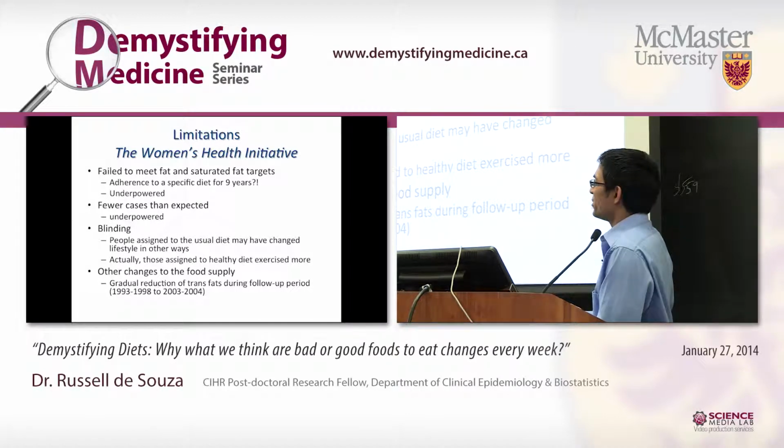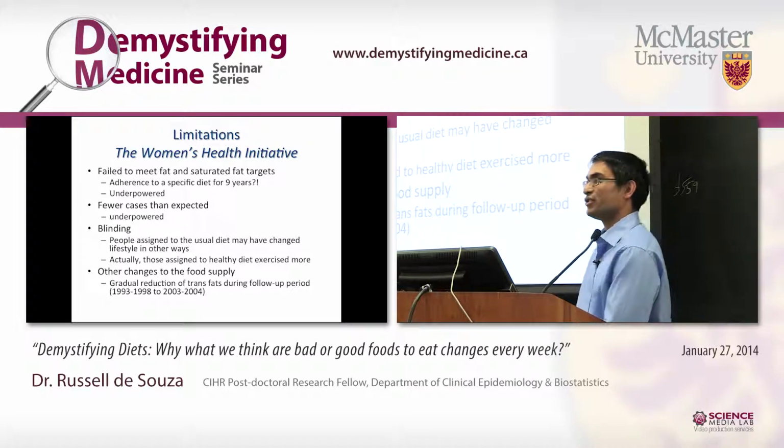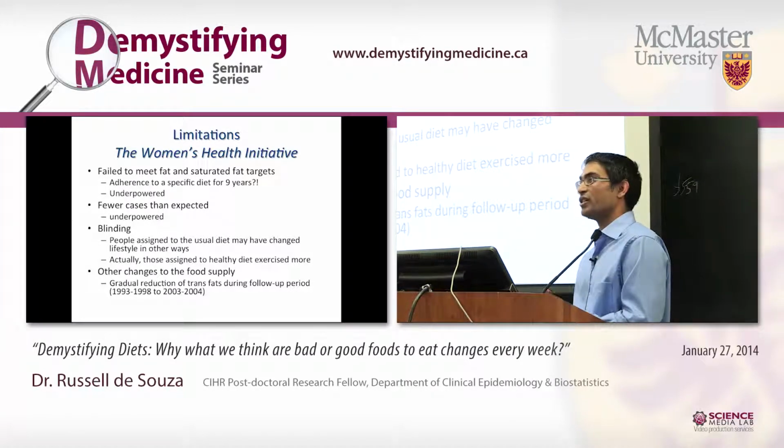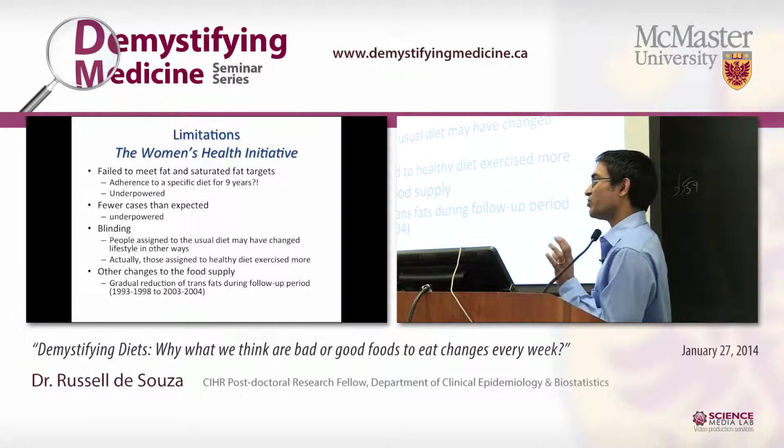Secondly, as Sonia mentioned earlier, we had the issue of blinding. So people assigned to the usual diet may have altered their lifestyle in other ways. They thought, okay, they weren't given the low-fat diet, so maybe we'll do something else to improve our health. So this would lead to a lower than expected contrast between the healthy diet and the unhealthy diet.